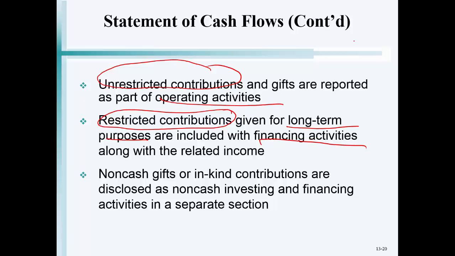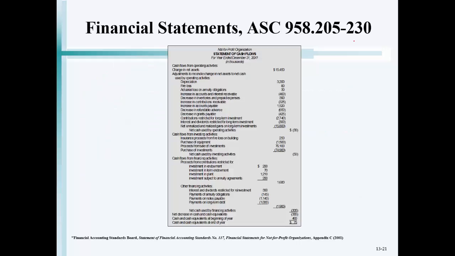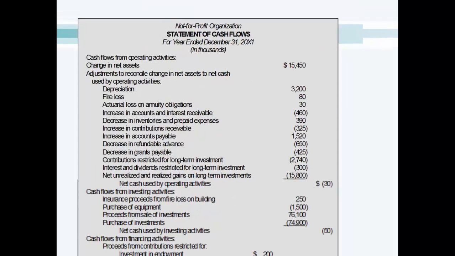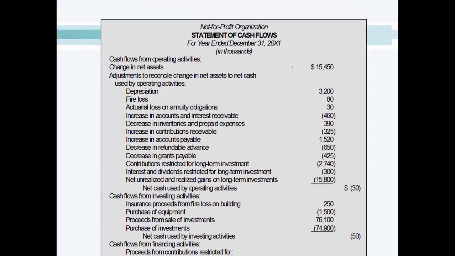So you come over and take a look at this statement of cash flows, and I'm going to make this the appropriate size so we can see what's going on here. Is this the direct or the indirect method?